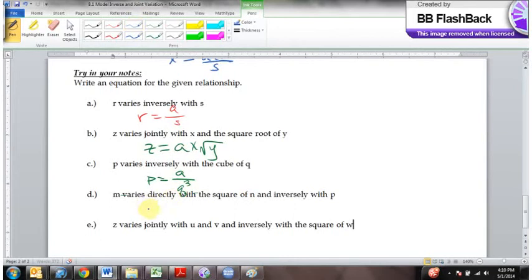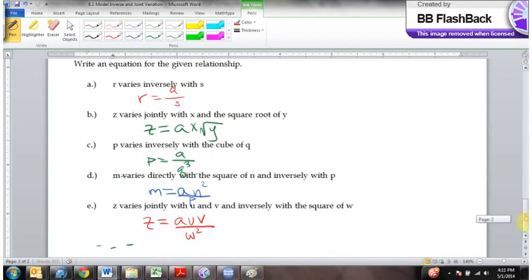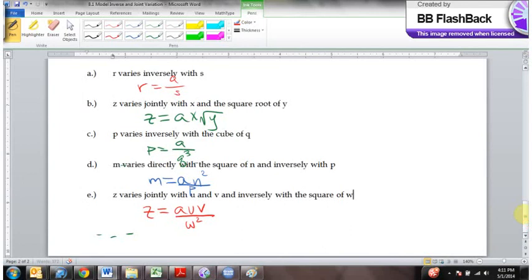M varies directly with the square of n, so don't forget my coefficient. With the square of n, so n squared, and inversely with p, so I need p down here in the denominator, is inverse m. Last one. So z varies jointly, so we have more than one letter, and inversely, we have that in the denominator, square of w. And that's it. You have Math Excel tonight, and you're going to get some practice.